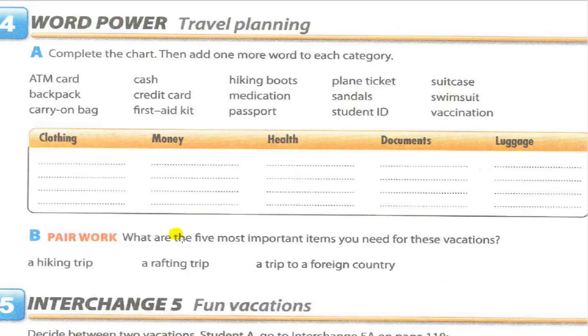Number B. What are the 5 most important items you need for these vacations? If you're going on a hiking trip, a trip for walking, so you're gonna walk for a long time, what do you need? You need hiking boots, boots for walking, and sandals. A rafting trip, a trip in a boat. What do you need? First aid kit, swimsuits, cash, credit card, sandals.